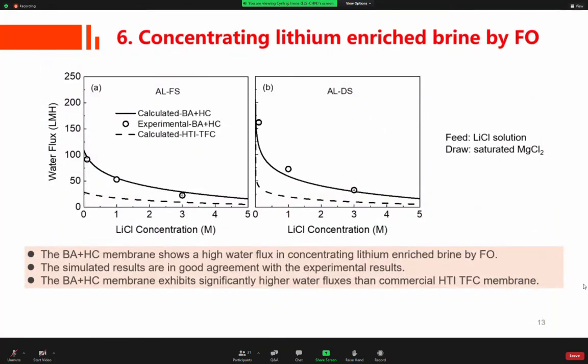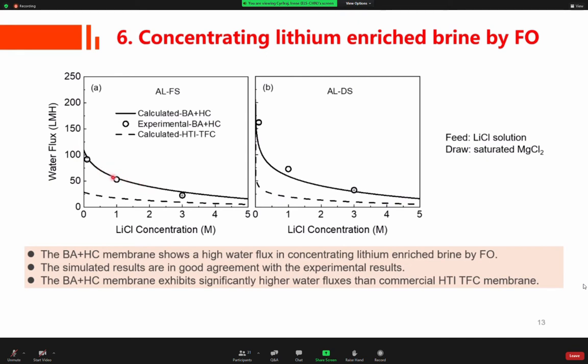Finally, we evaluated the prepared PEFO membrane in lithium concentration using saturated magnesium chloride as the draw solution and lithium chloride as the feed solution. This figure shows the FO water flux as a function of lithium chloride concentration in the ARFS and ARDS orientations. We also calculated the theoretical fluxes in both orientations using the developed FO model. The calculated fluxes closely match the experimental results, demonstrating the validity of the FO model.